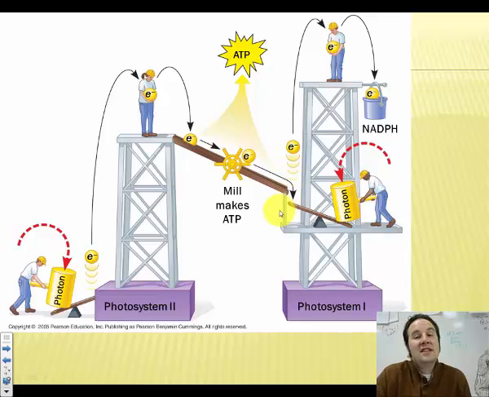Now that electron's at a little bit lower power, so another guy with a big bad photon hammer comes and smashes the electron and gives it to a really big high energy electron guy at the top. He then puts it in a bucket that we call NADPH. The ATP and the NADPH then go off to the Calvin cycle to make glucose.